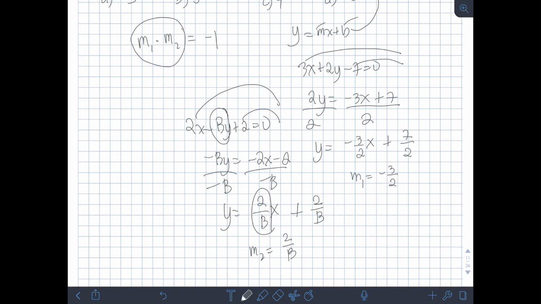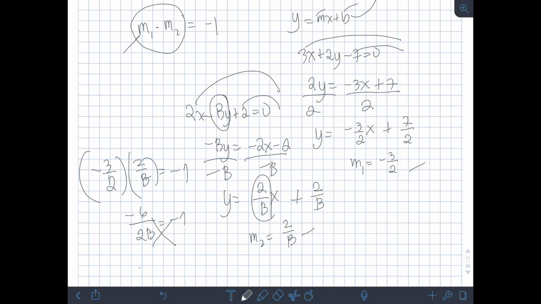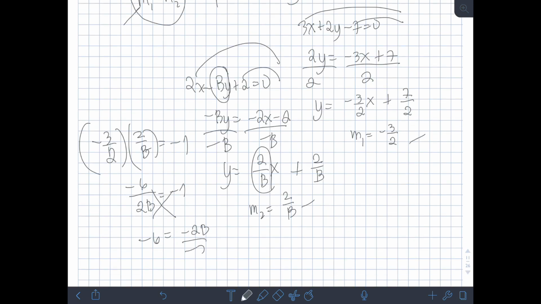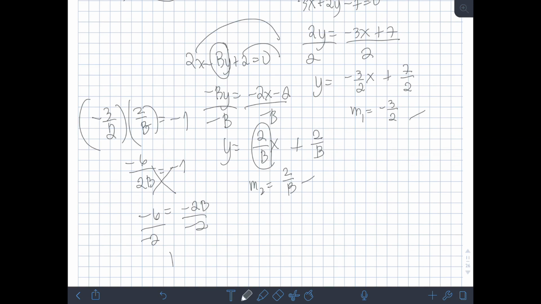So, in our equation, m1 times m2 equals negative 1. Therefore, let's multiply these two. Negative 3 halves, which is m1, times 2 over b, which is m2, is equal to negative 1. Now, we can solve for b. So, we have negative 6 over 2b is equal to negative 1. Cross multiply. So, we have negative 6 equals 2b times negative 1, which is negative 2b. Then, divide both sides by negative 2. We have b is equal to, cancel the negative 2.